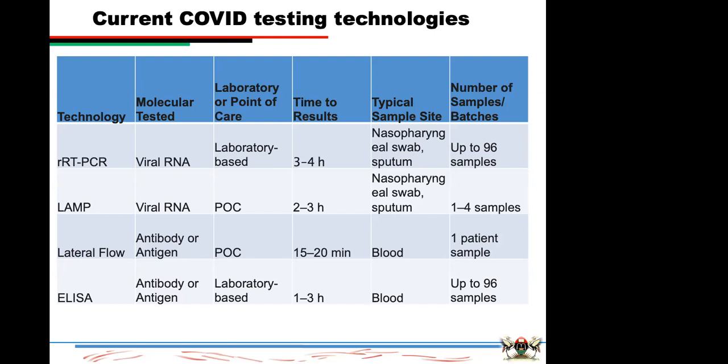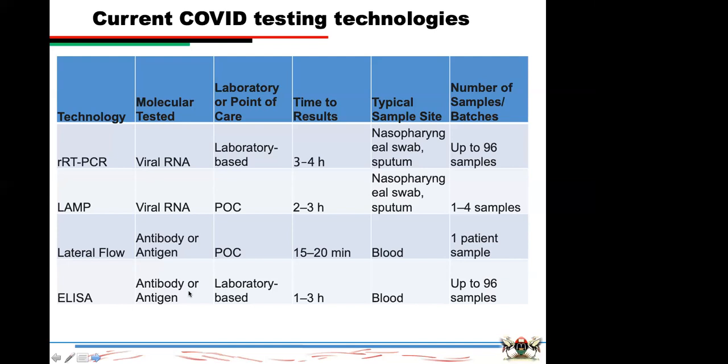The other methods are based on detection of the antigen that is part of the virus protein, or they are based on detection of the immune response that has been generated as a result of infection. And this could be through enzyme-linked immunosorbent assays, or by rapid lateral flow techniques, which can be deployed at the point of care. And these are normally rapid. Within 15 to 20 minutes, you are able to have a result.